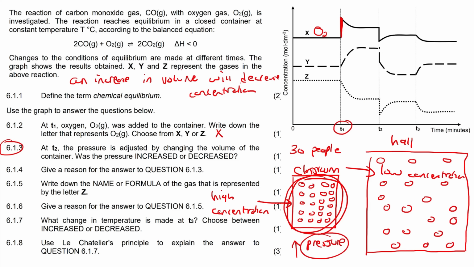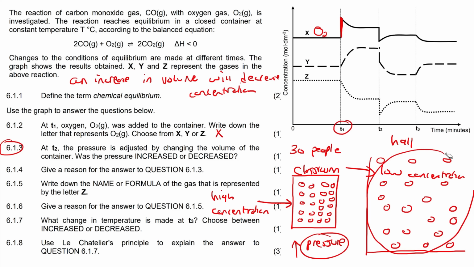And so when you decrease volume, you increase pressure, and when you increase volume, you decrease pressure. Okay, so volume and pressure are inversely proportional. If you make volume small, pressure goes up. If you make volume large, pressure goes down. So we just said that over here, we increased the volume. So what does that do to the pressure? Pressure will go down. So at T2, the pressure is adjusted. So was the pressure increased or decreased? The pressure was decreased.